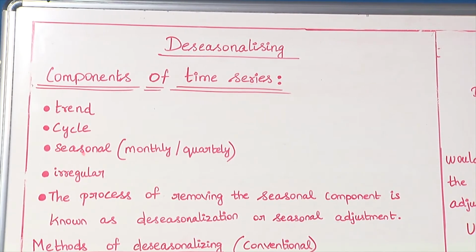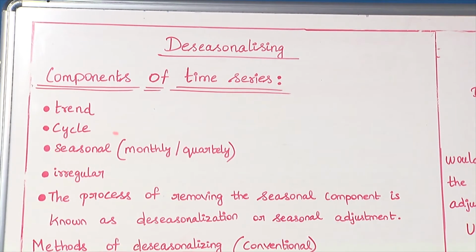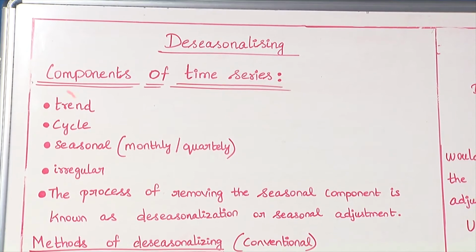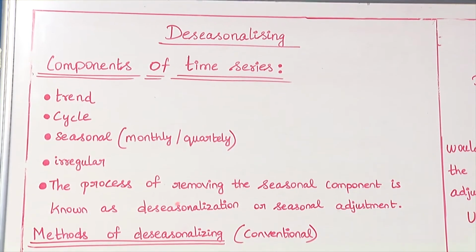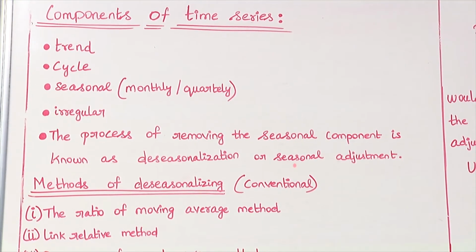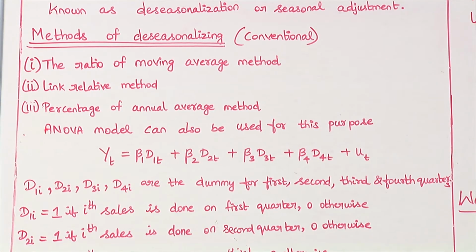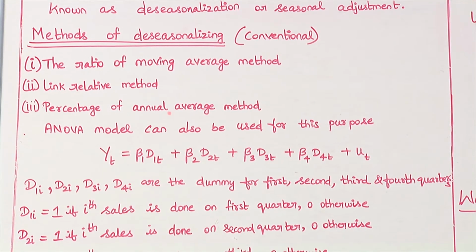So, we may like to have deseasonalization for the analysis of the trend component in a time series. The process of removing the seasonal component is known as deseasonalization or seasonal adjustment. Conventionally, there are 3 methods used to remove the seasonal effects: first is the moving average method, second is the link relative method, third is the percentage of annual average method.